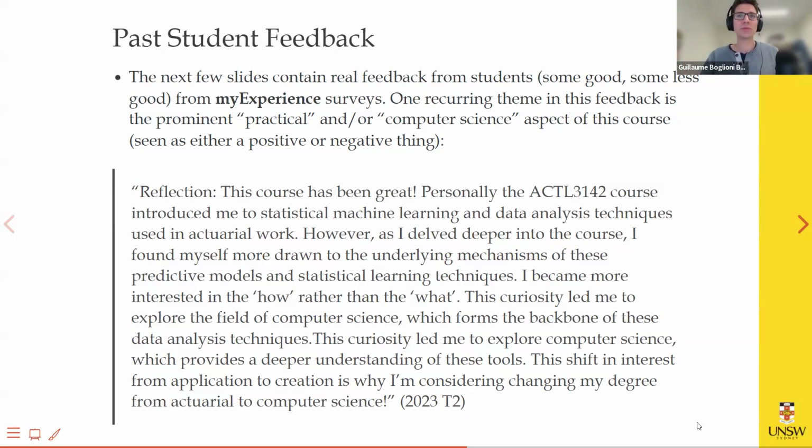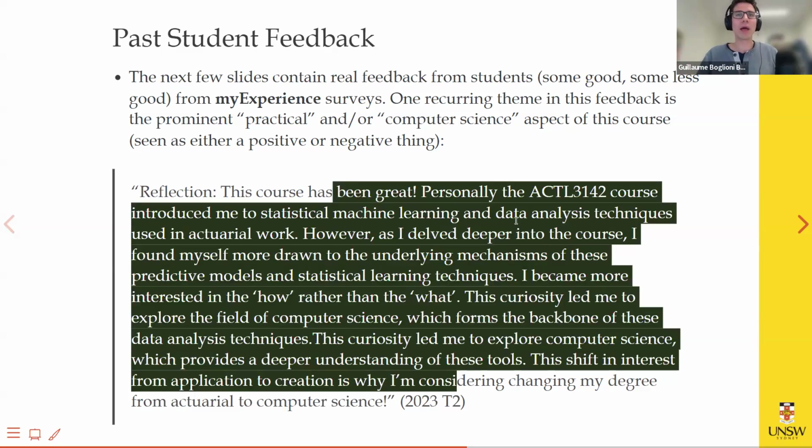I'm not going to read all of this, but basically the conclusion is that maybe they like the computer science aspect of the course too much, because they say, this shift in interest from application to creation is why I'm considering changing my degree from actuarial to computer science. So they like the programming so much there. I'm not sure if my boss would be happy to see that we're losing students to computer science, but still, they were very happy with the course.